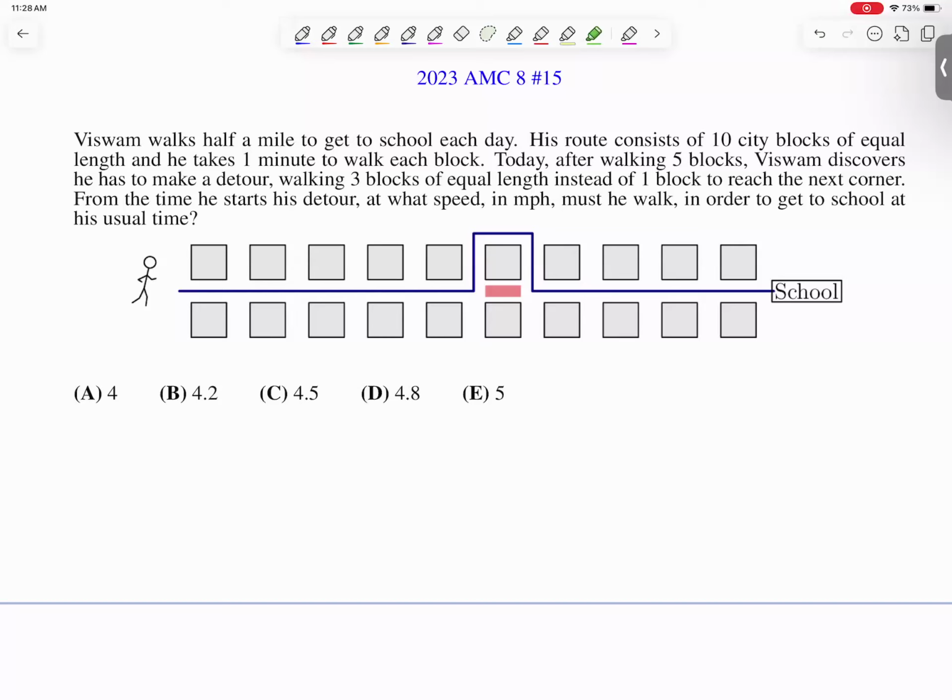Let's start with the distance first. He's walking half a mile, and that half a mile is 10 blocks. So let's calculate each block. 1/2 mile is 10 blocks. Then each block is, if we divide by 10, 1/2 divided by 10, which is 1/20th mile.